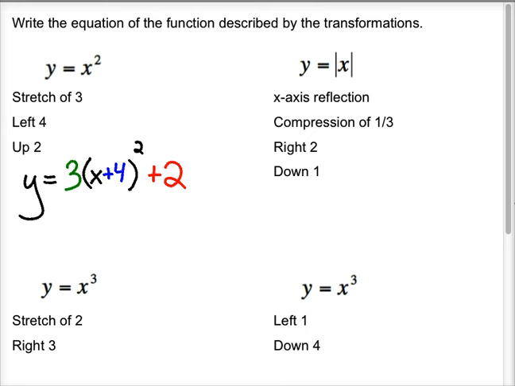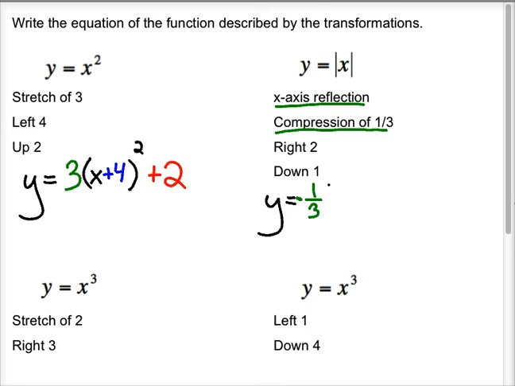So let's take a look at this next one. So x-axis reflection with a compression of 1/3. So that means I have a 1/3 multiplier out front, but it needs to be negative because I have an x-axis reflection. So that's what it looks like to have an x-axis reflection with a compression or stretch. You have a negative with that number.